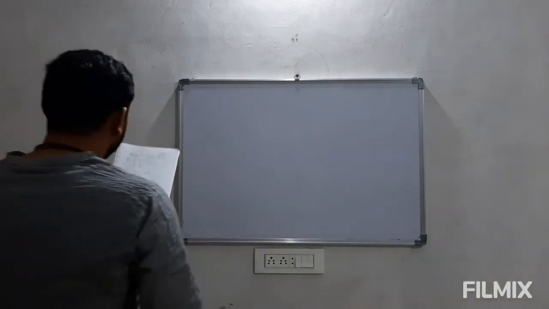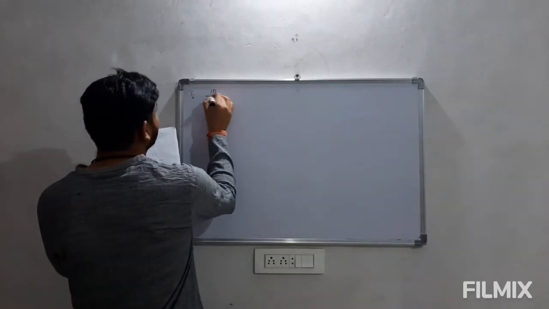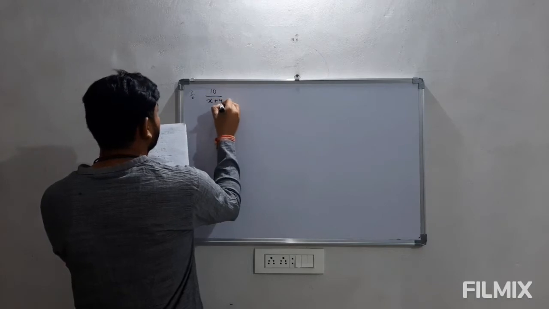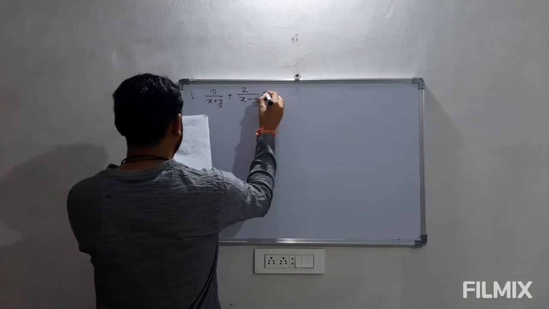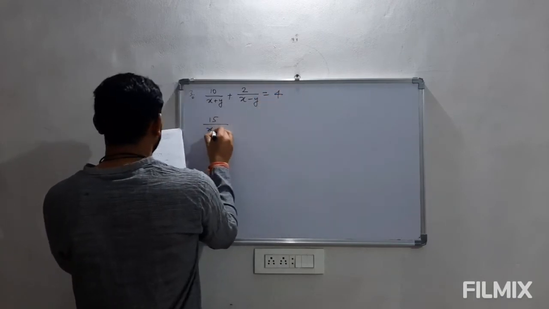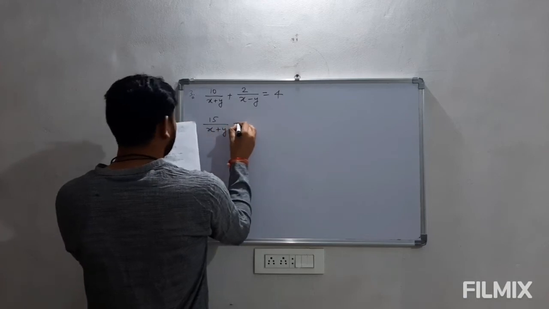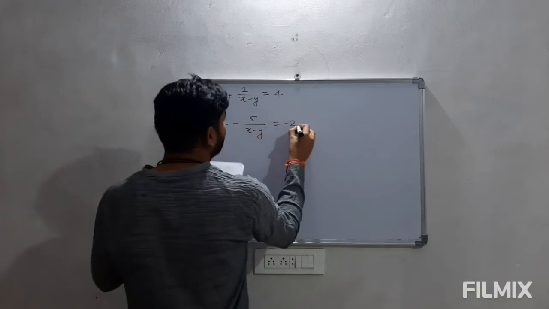Now let us take one more question here. I am taking third equation, which is some other format, like 10 upon x plus y plus 2 upon x minus y is equals to 4, and 15 upon x plus y minus 5 upon x minus y is equals to minus 2.